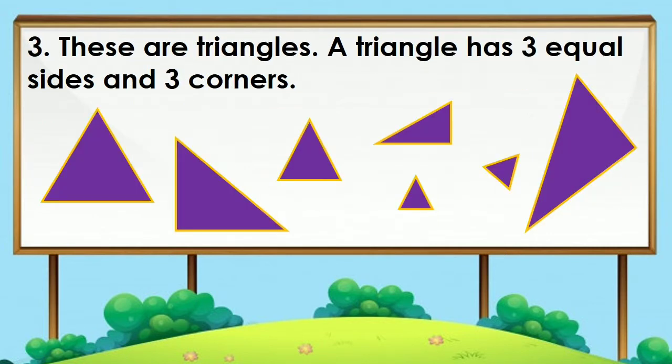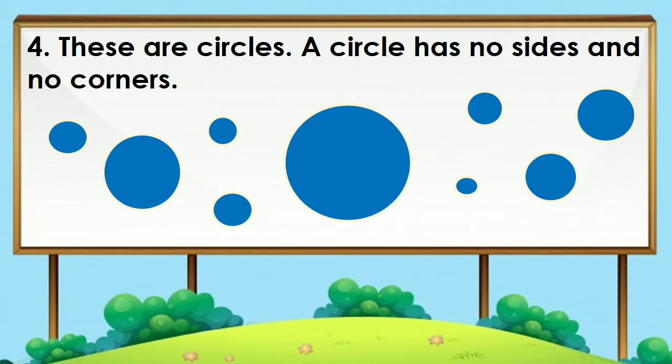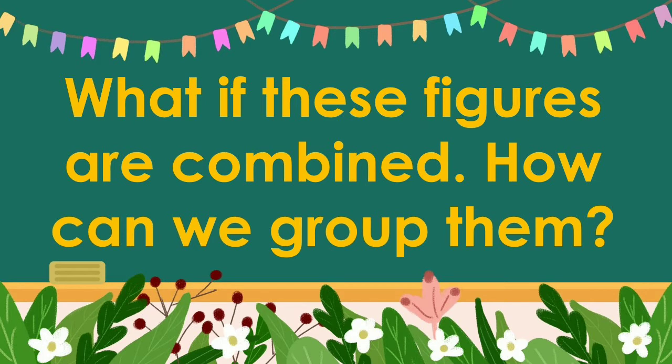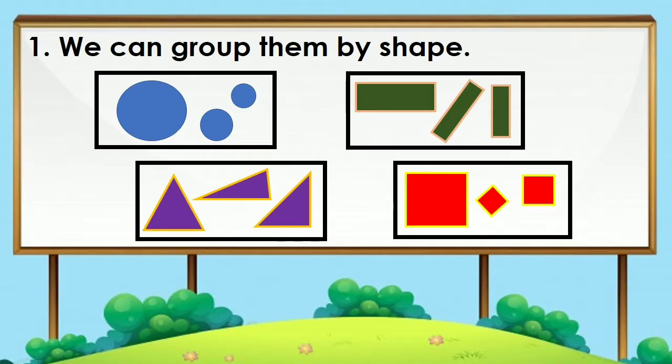These are triangles. A triangle has three sides and three corners. These are circles. A circle has no sides and no corners. We are done naming and describing the four basic shapes. What if these figures are combined? How can we group them?